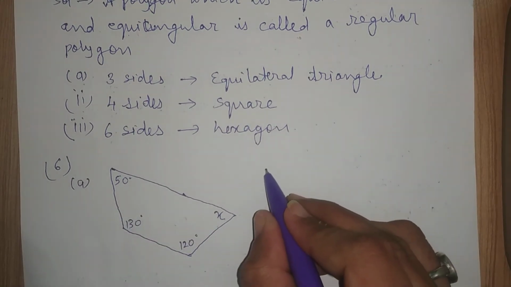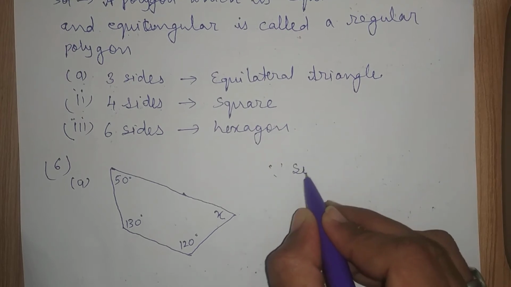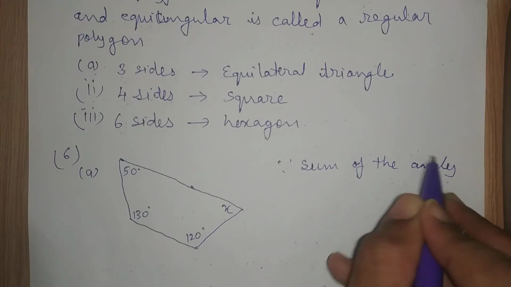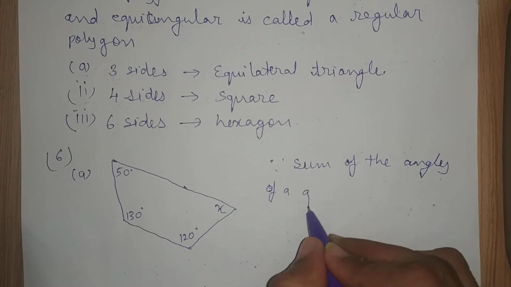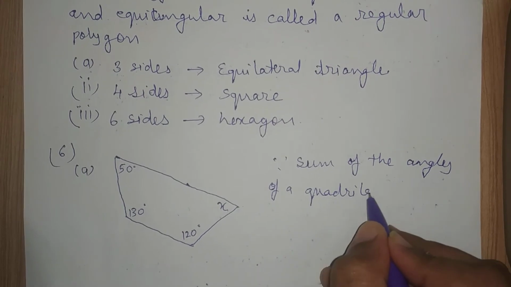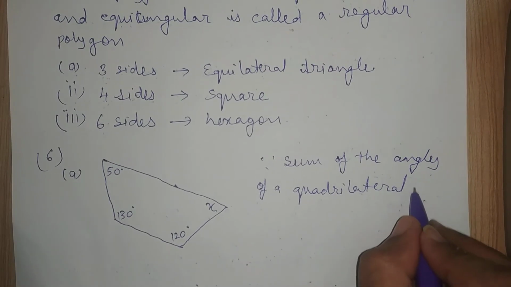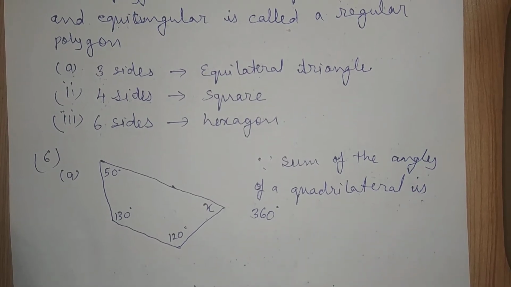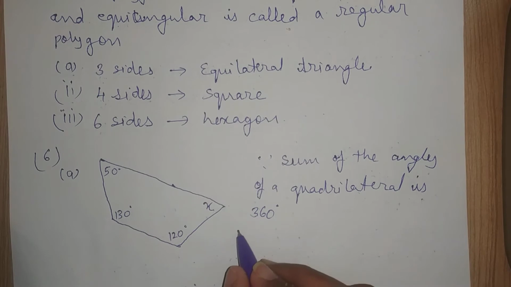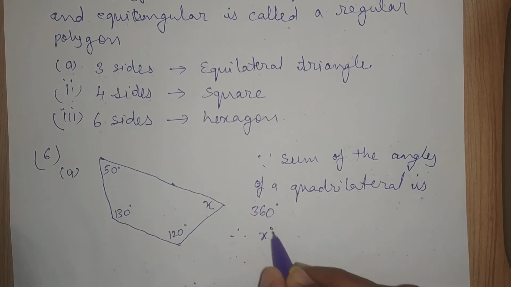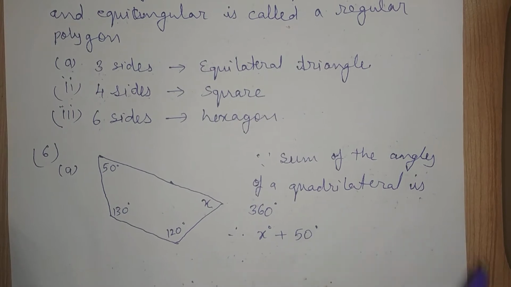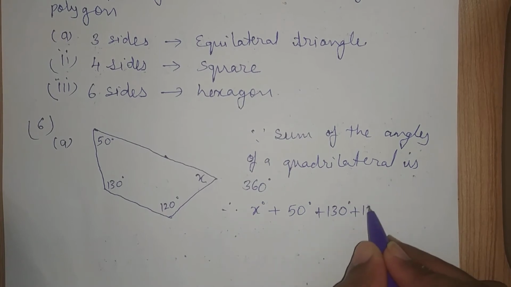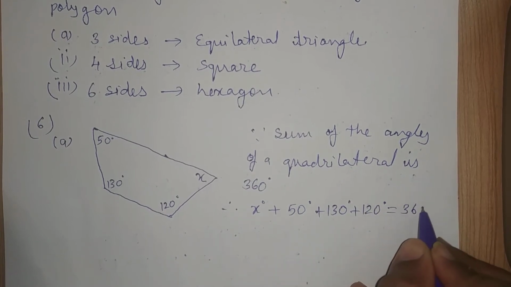So first of all we will write property, since sum of the angles of a quadrilateral is 360 degree, therefore x degree plus 50 degree plus 130 degree plus 120 degree is equal to 360 degree.